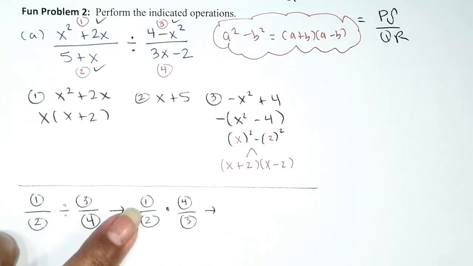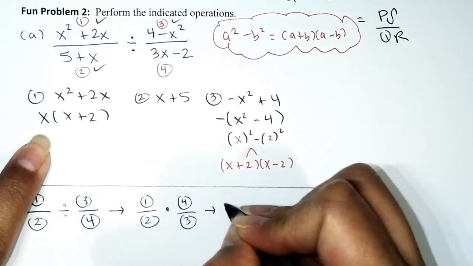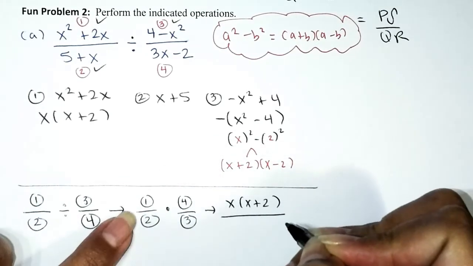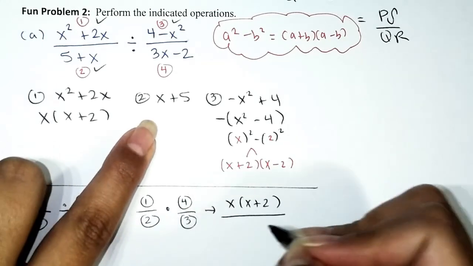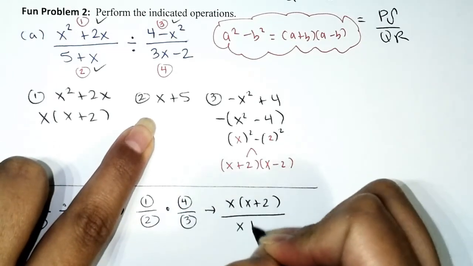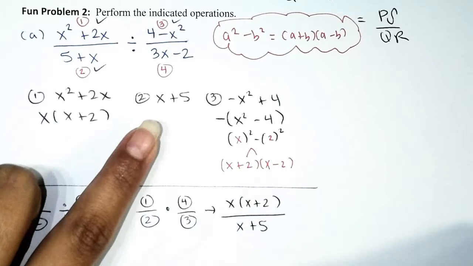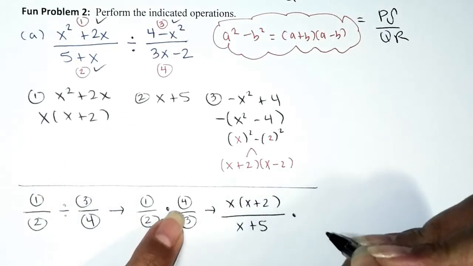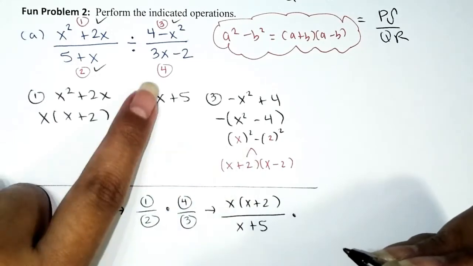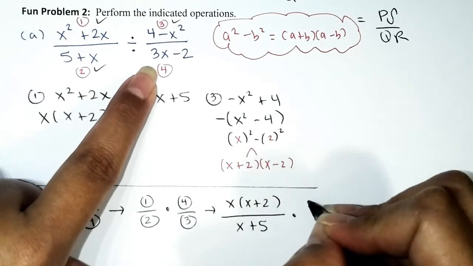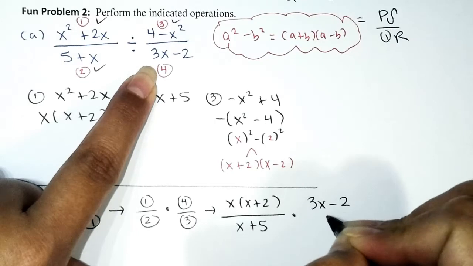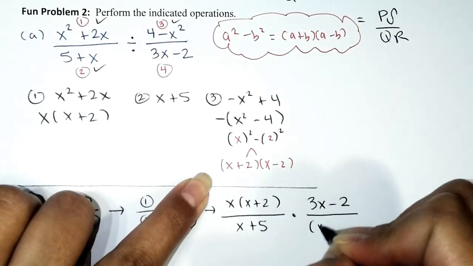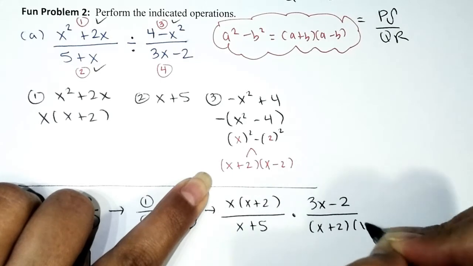So we have number 1, which factors to x times x plus 2, over number 2, which factors to, oh, actually no, it was fine. It was already factored. It was just not in descending order. Multiplied by number 4. For number 4, well, oh, it was perfect. Okay, yeah, I'm gonna cut that short. Fraction bar number 3, which factors to x plus 2 times x minus 2.